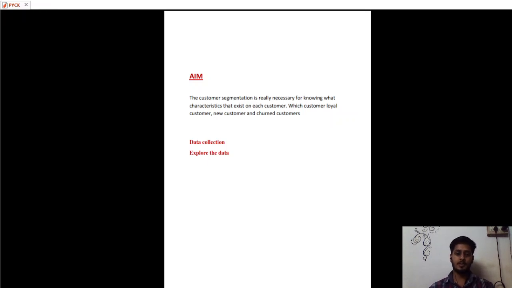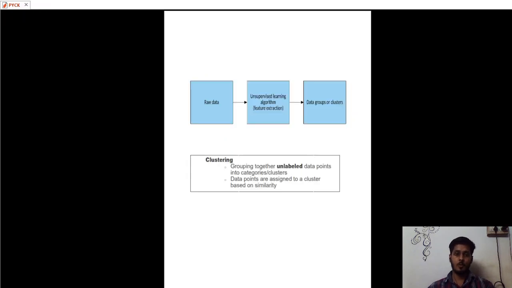For that, we require some data, and we have to explore that data, to see which techniques we can use to create clusters and determine which customers are our loyal customers, new customers, and churn customers. Moving ahead, in the beginning we have the raw data. Raw data is the data we have collected with different features like ID and invoice numbers and many more. The data is not labeled; it is not said that these are the loyal customers and these are the new customers.